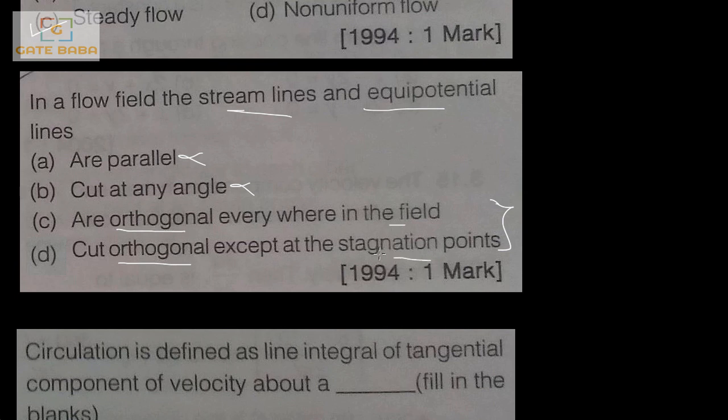So what is the stagnation point? Where the fluid will not flow. That means the point where the velocity is 0. At velocity 0, the streamline is not defined. So if there is no streamline, how will it cut the equipotential line? Okay, the statement is exactly right. So except at the stagnation points, they cut orthogonally. So this is the most accurate answer compared to C. That's why we go for option D. If this were not in the options, then we would choose option C. But it is there in the options, except at the stagnation point. So then we have to choose option D. Okay, and next question.